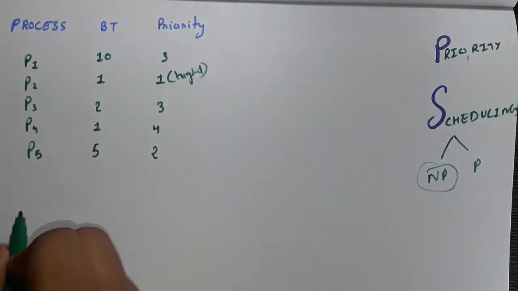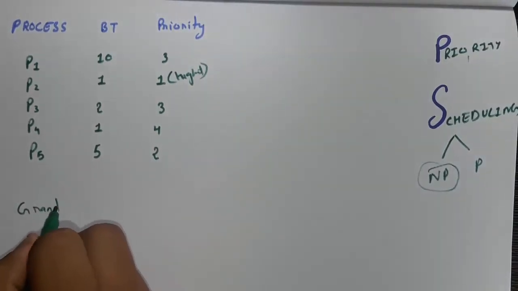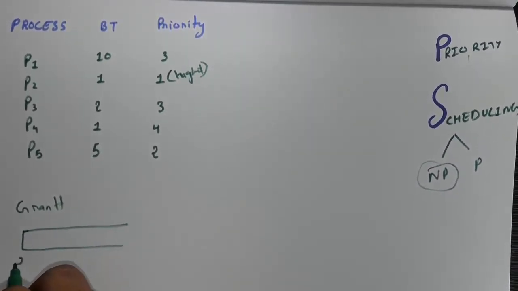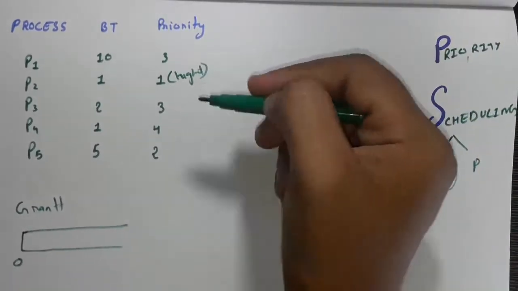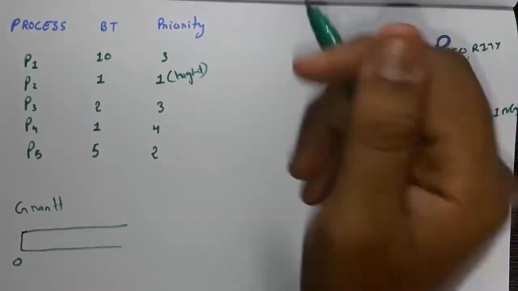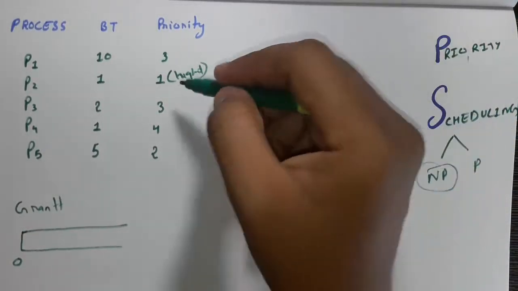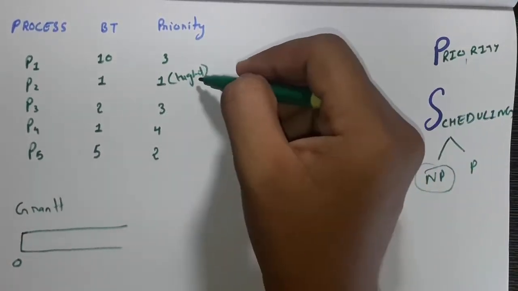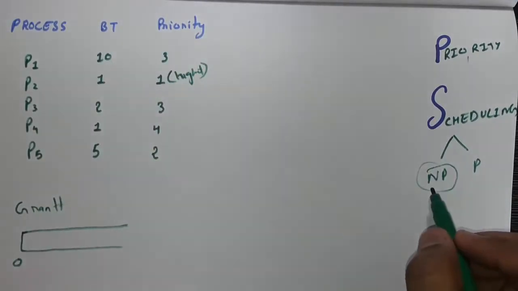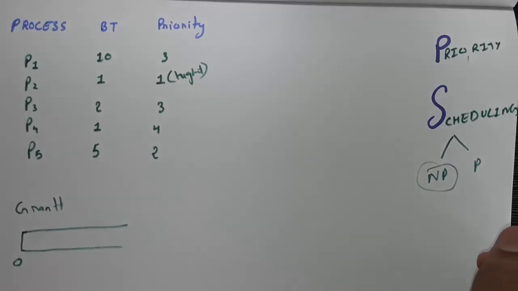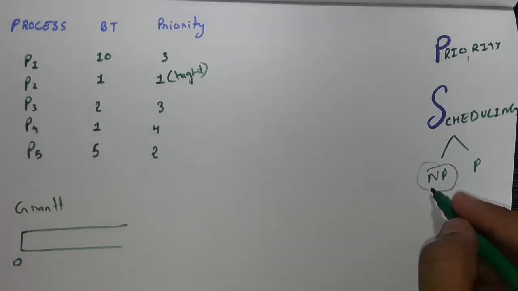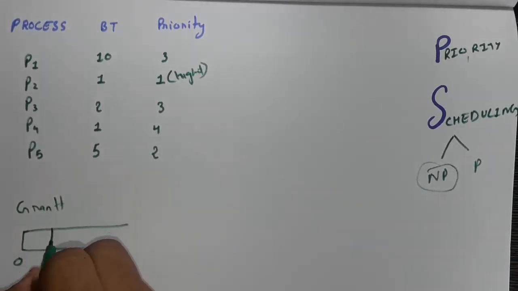So first, as usual, we have to make a Gantt chart. The Gantt chart is here and as usual the Gantt chart starts from 0. Now because there is no arrival time, as I said, the arrival time of all these processes will be 0 by default. So now we have to see the priority of the tasks, and as the lower number is the highest priority, 1 has the highest priority. So we will take P2. As this is a non-preemptive method, once the process is started we cannot replace it by another process of smaller burst time. So first we will take our P2.